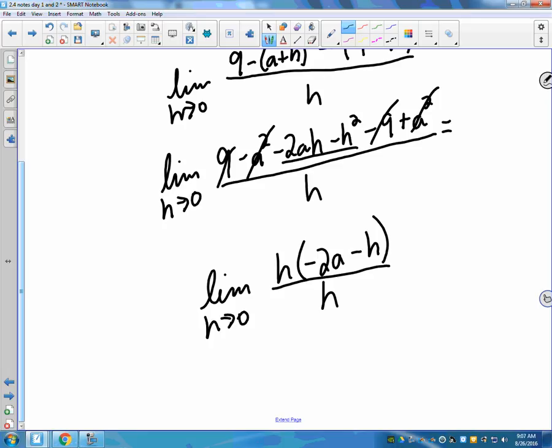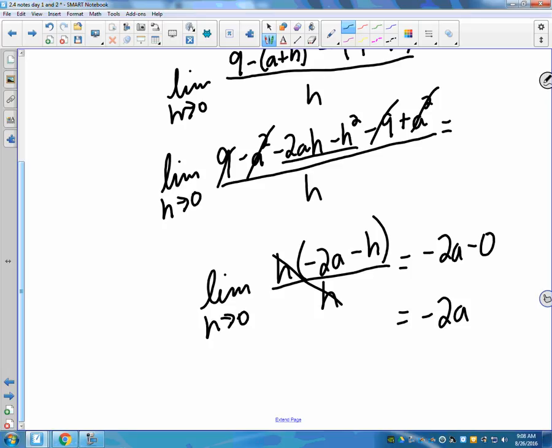All of that is the algebra to get to the point I want to take the limit when h approaches 0. So now, if I cross these h's out, do you agree I can just do direct substitution? And I would just get negative 2a minus 0, which means I just get negative 2a. I get an a in my answer because the original problem was x equals a.